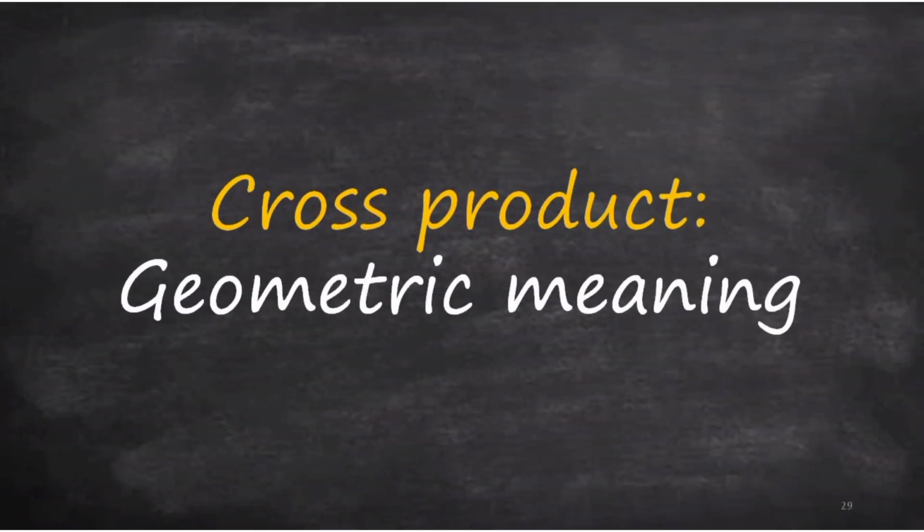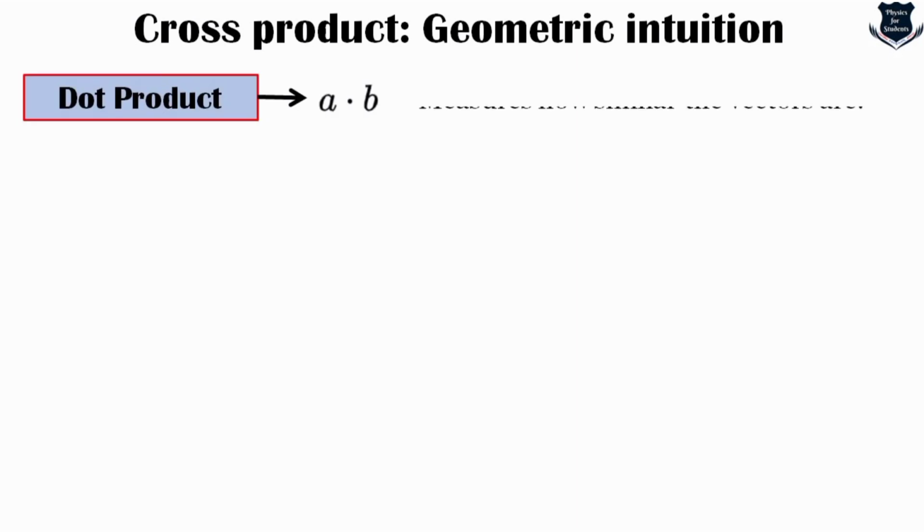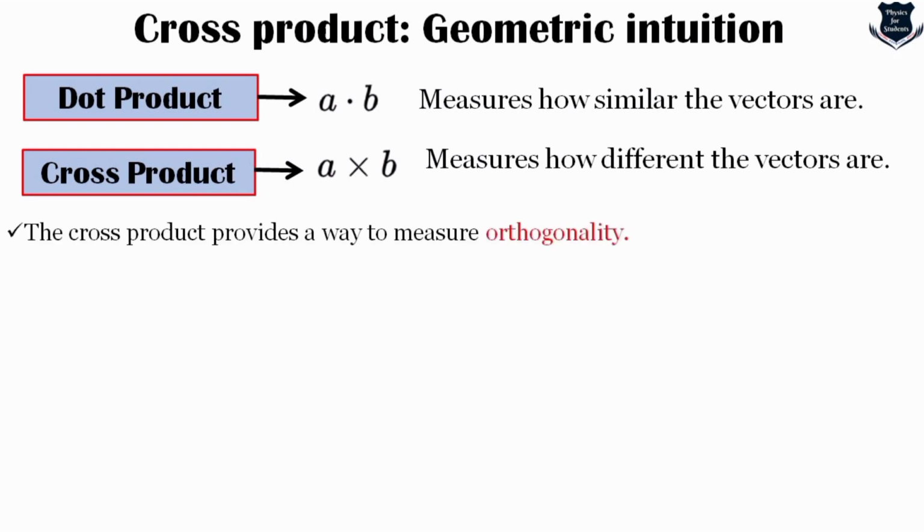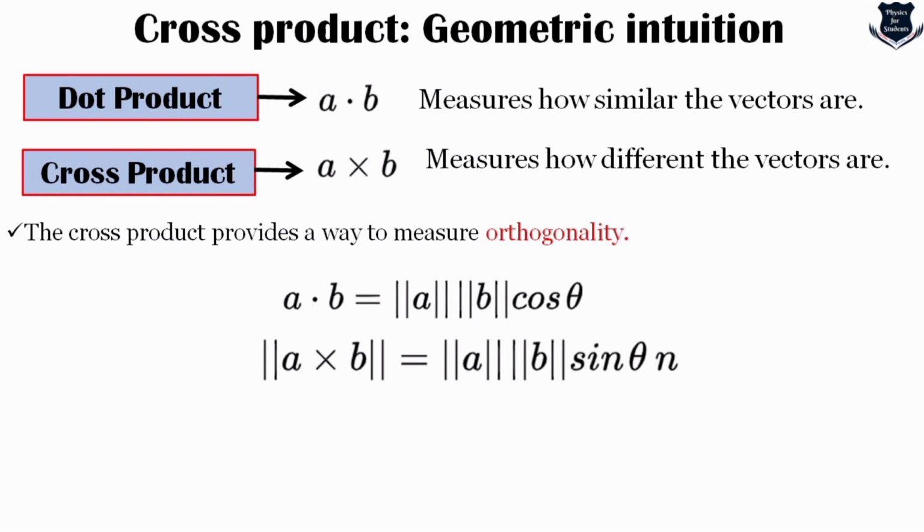Okay. So now we see what the geometric meaning of cross product is, because this is important to visualize. The dot product A dot B measures how similar the vectors are, and the cross product is exactly the opposite: it measures how different the vectors are. So the cross product provides a way to measure orthogonality. This is how we measure the dot product, and this is how we measure the cross product, and this n actually is the unit vector perpendicular.